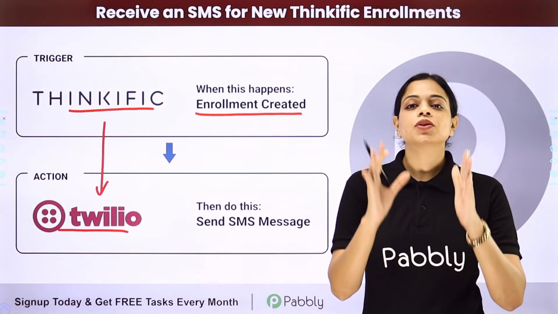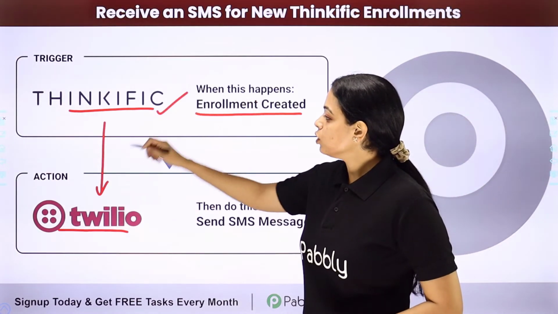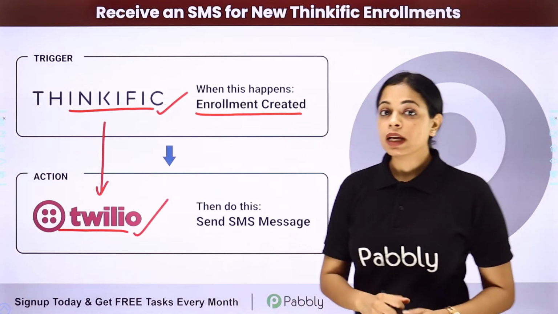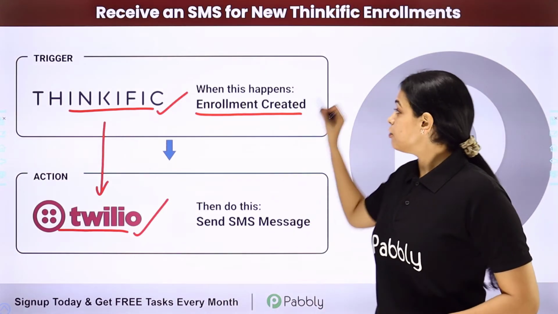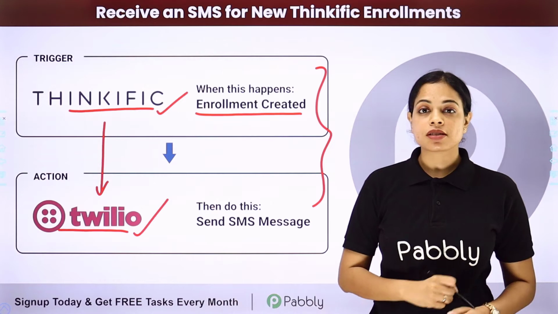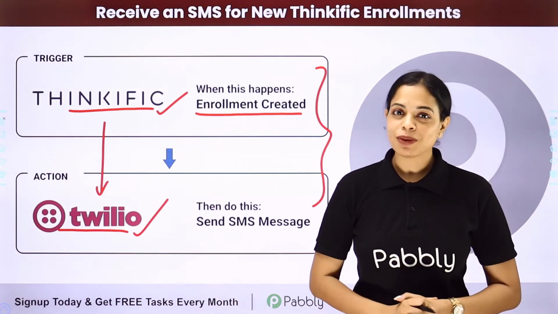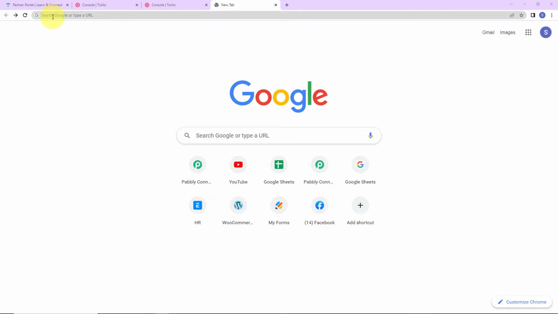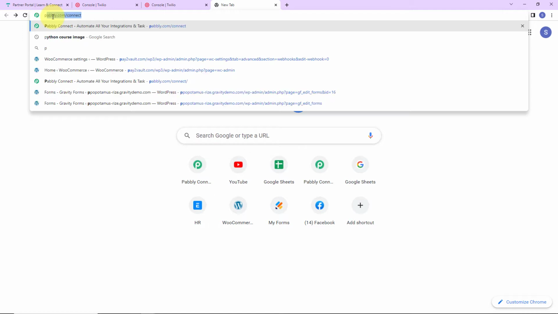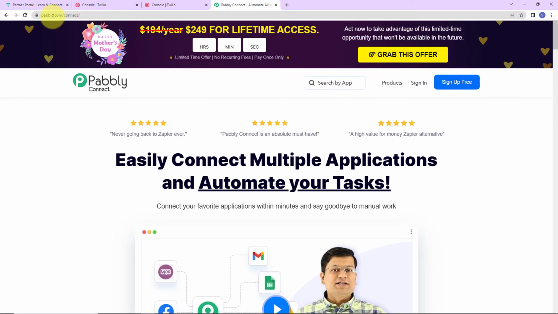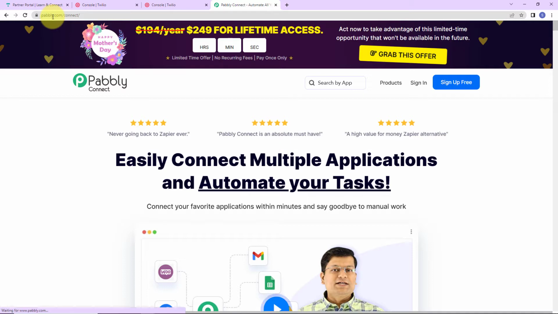So here, your trigger application will be Thinkific and your action application will be Twilio. Now, how can you do this yourself, automate and integrate this entire process? To understand that, let me take you to my screen. To begin with the process, we are first going to type the URL pabbly.com/connect. And as we do that, here we have reached the landing page of this software.